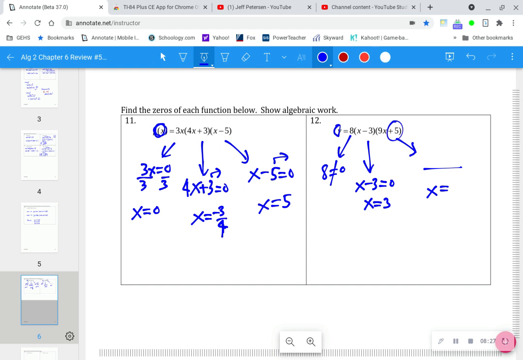You change that sign, divide by that number. So negative 5/9. Now, if that really bothers you, you can set it like this: 9x plus 5 equals 0. And take the 5 over and divide by 9, and you'll get the same answer. Okay, so that does it for problems 10, 11, and 12 in the note set.